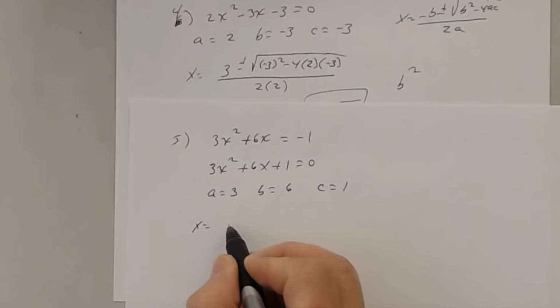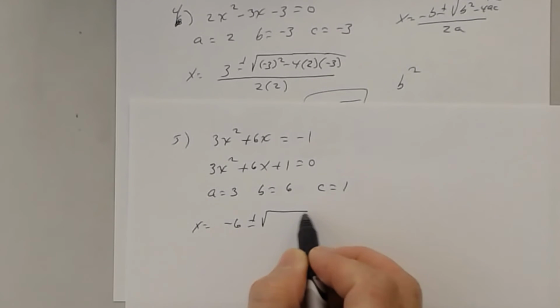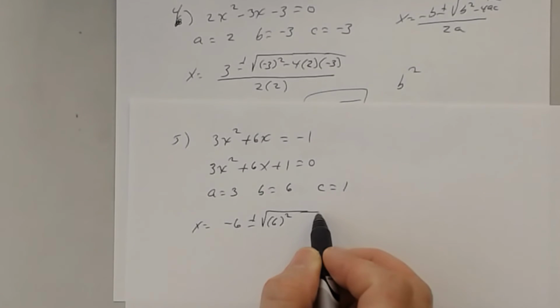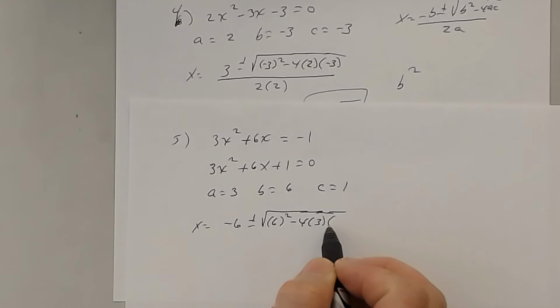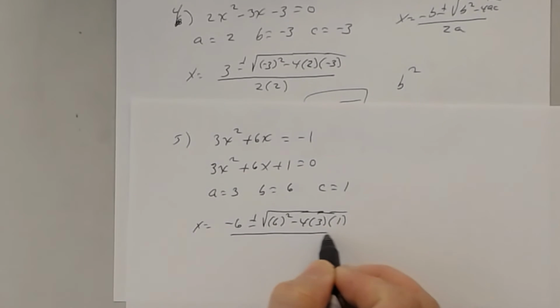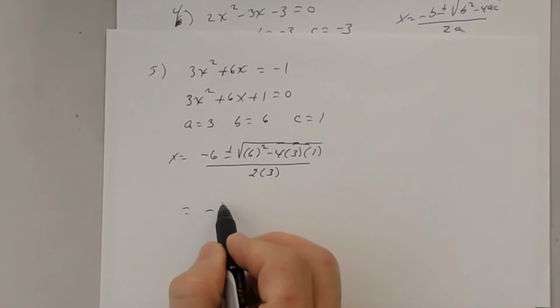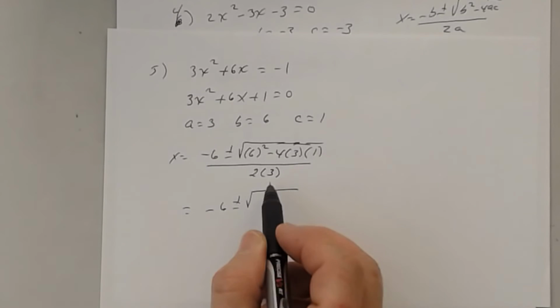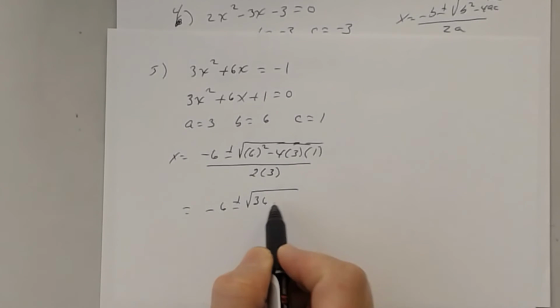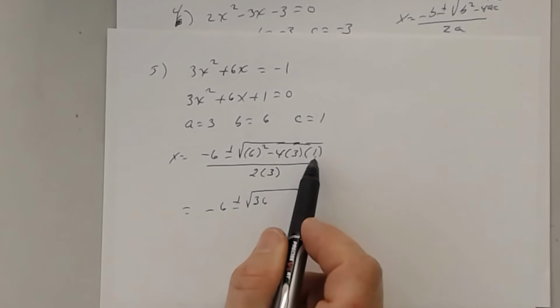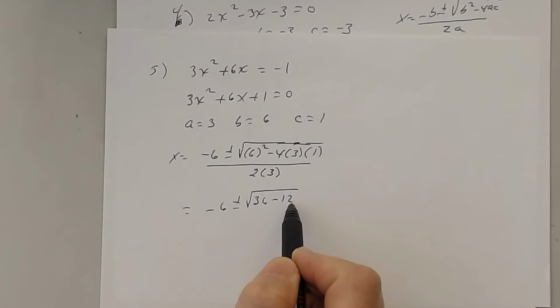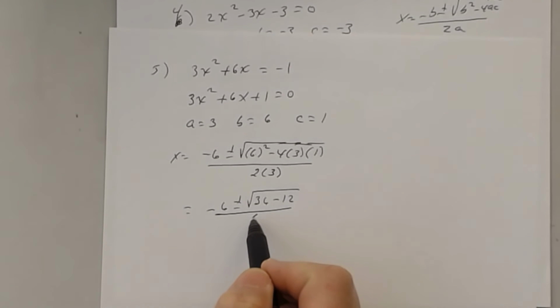So I get x equal the opposite of B. What's the opposite of 6? Negative 6 plus or minus the square root of 6 squared, B squared, minus 4 times A. A is 3 times C, which is 1, all divided by 2 times 3. So let's simplify the discriminant. So I get negative 6 plus or minus the square root of 6 squared is 36. What's a negative 4 times 3 times 1? Negative 12. All divided by 6.